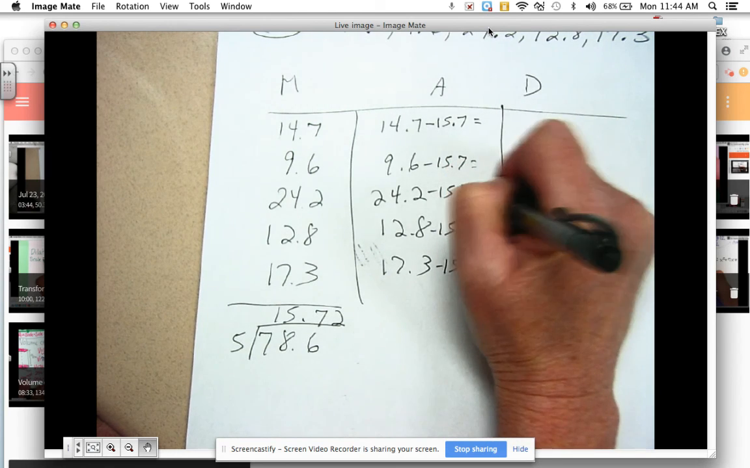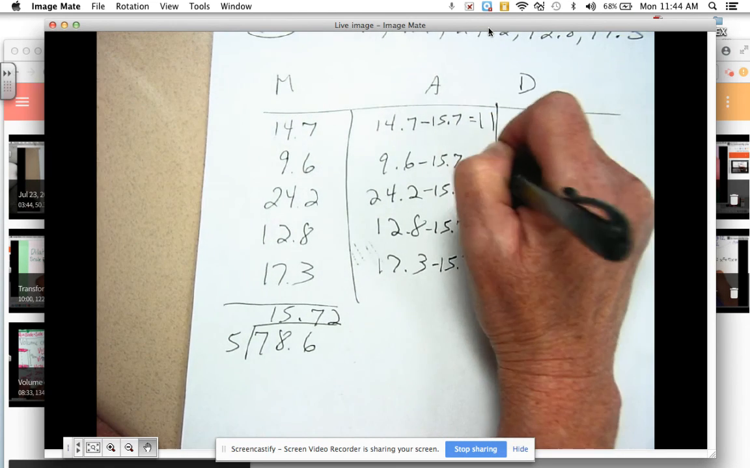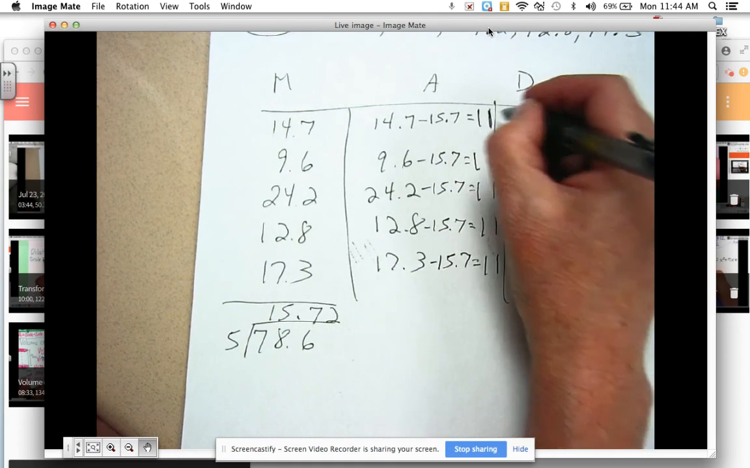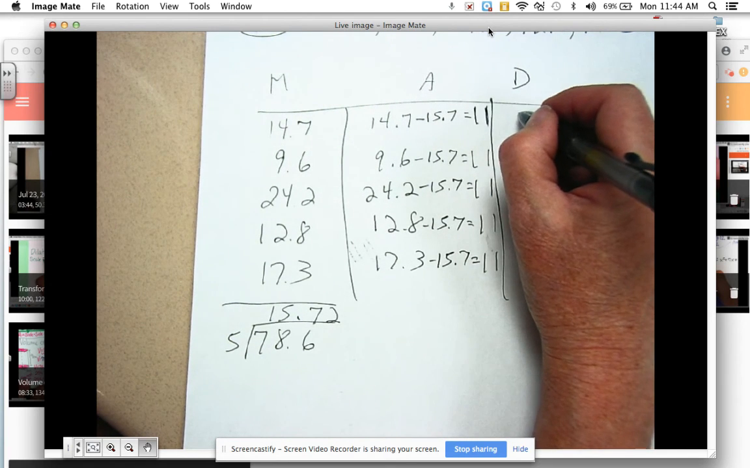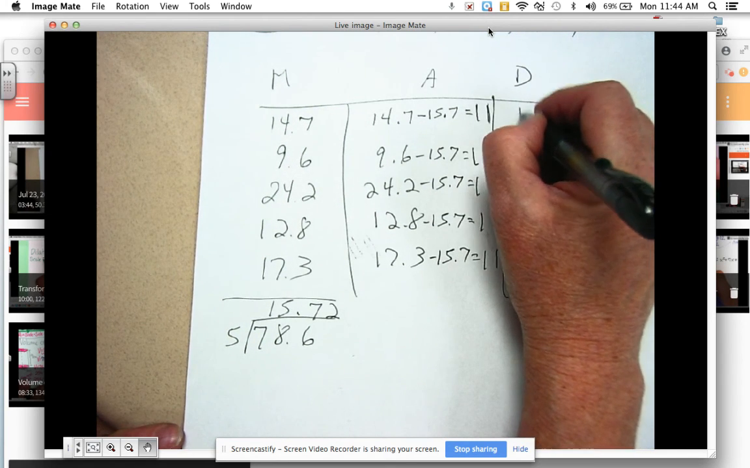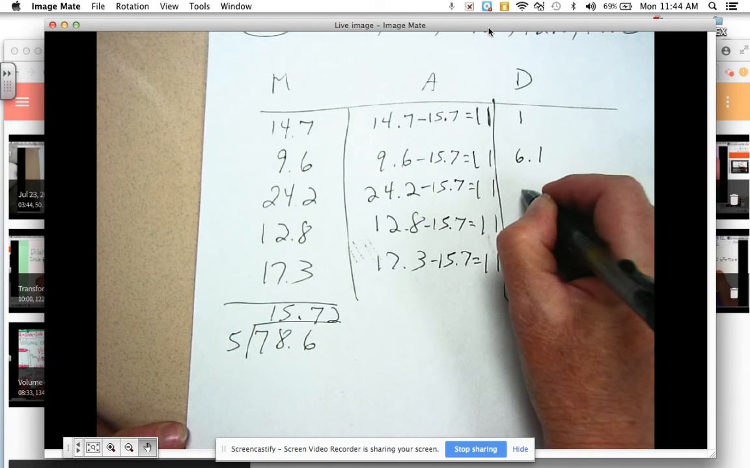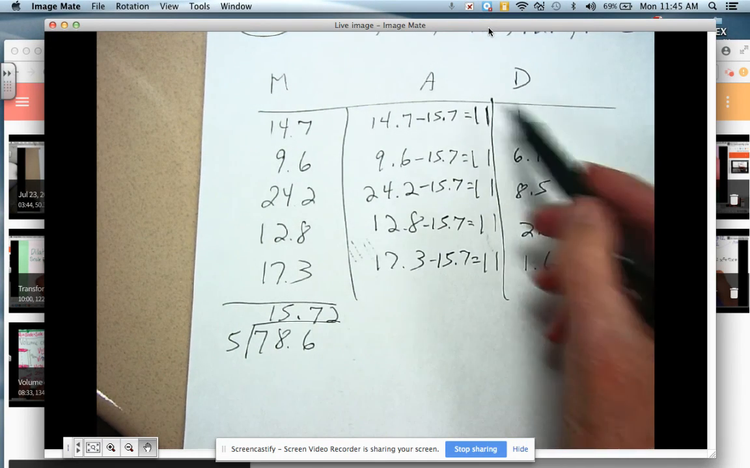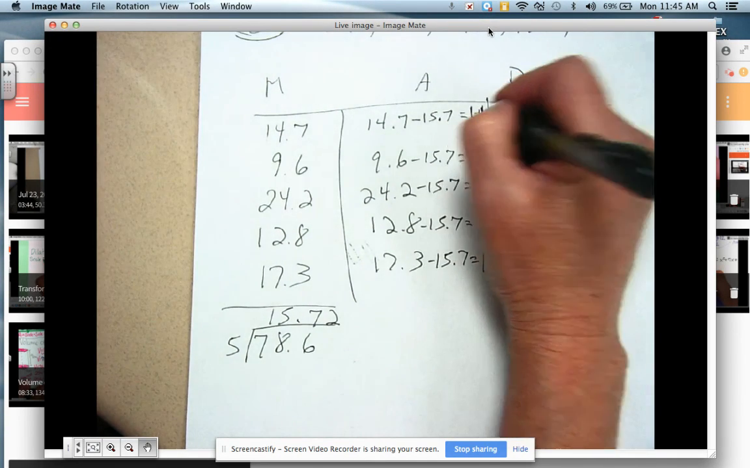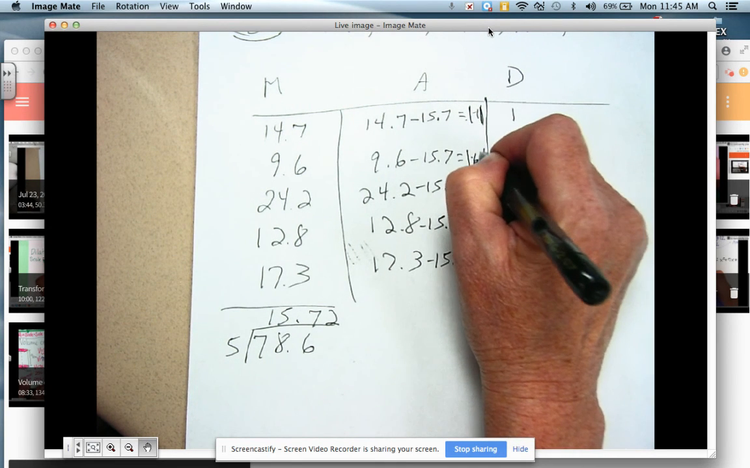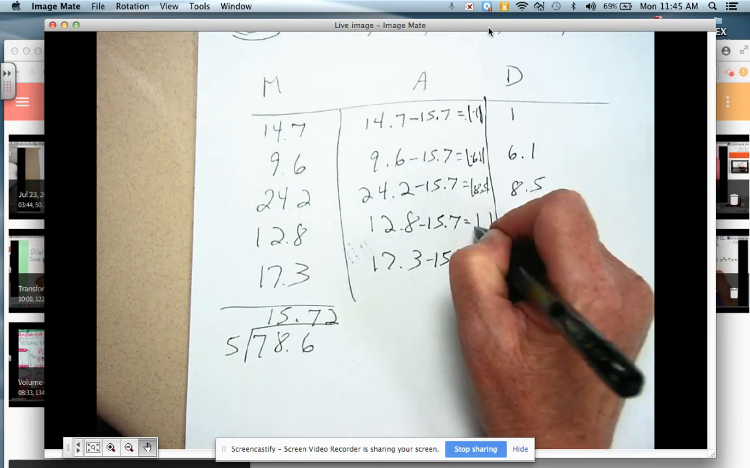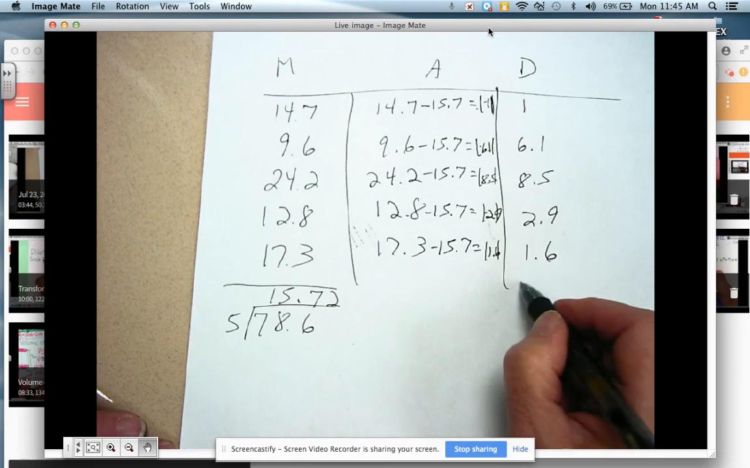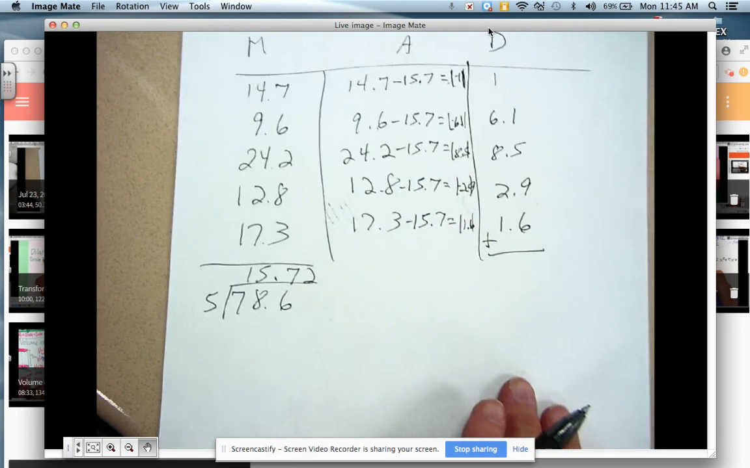And then we're going to take the absolute value, but instead of me writing them all out, since we are going to take the absolute value of them, I'm going to go ahead and write them right here. You should end up with a 1, 6.1, 8.5, 2.9, 1.6. That is the absolute value of the numbers that we got here. Here, I guess, yes, you should have a -1, -6.1, 8.5, -2.9, and 1.6.